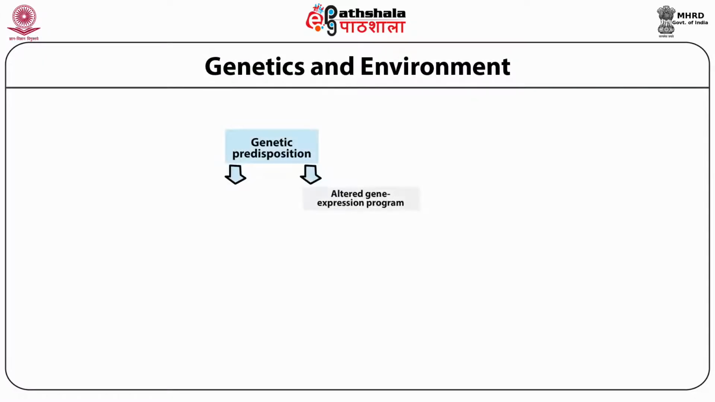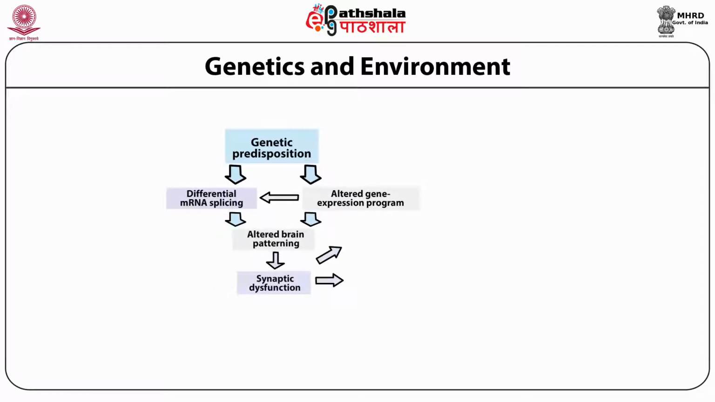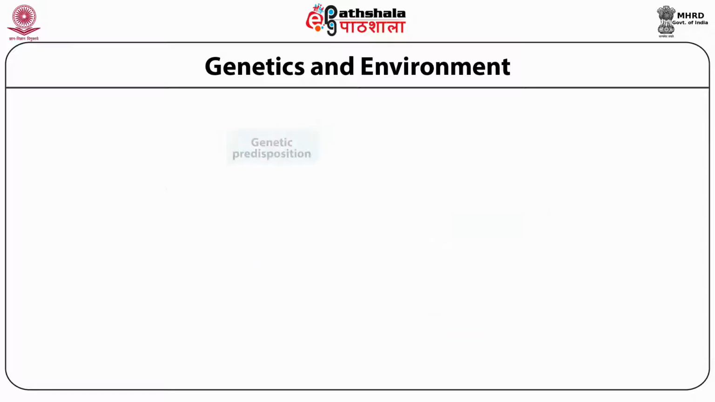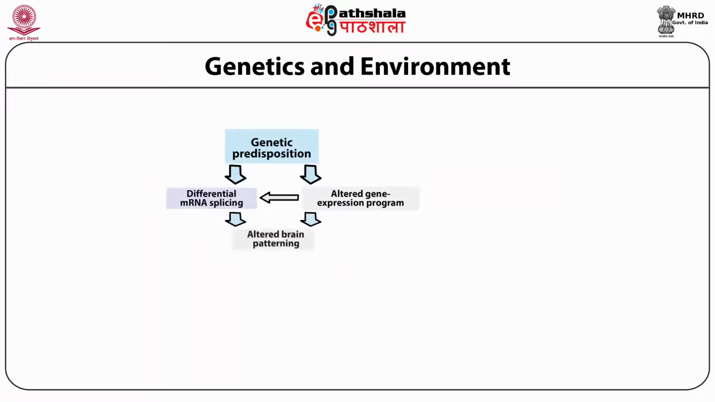Genetics and environment. As we see, genetic predisposition and environmental influences affect differential mRNA splicing and altered gene expression, and these two further affect altered brain patterning, further affecting synaptic dysfunction, leading to impaired connectivity. Now, this impaired connectivity induces certain immune reactions, which result in altered gene expression again.